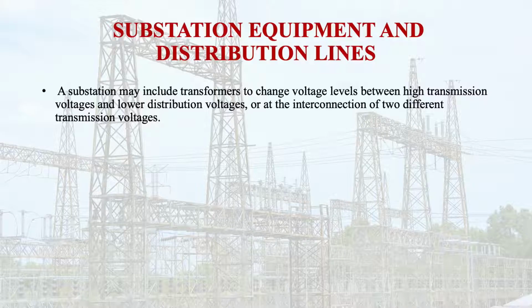Learners, we know that a substation is a part of the electrical generation, transmission and distribution system. A substation transforms the voltage from high to low and reverse, or performs any of several other important functions. A substation may include transformers to change voltage levels between the high transmission voltage and lower distribution voltage, or at the interconnection of two different transmission voltages. You know how a transformer works.